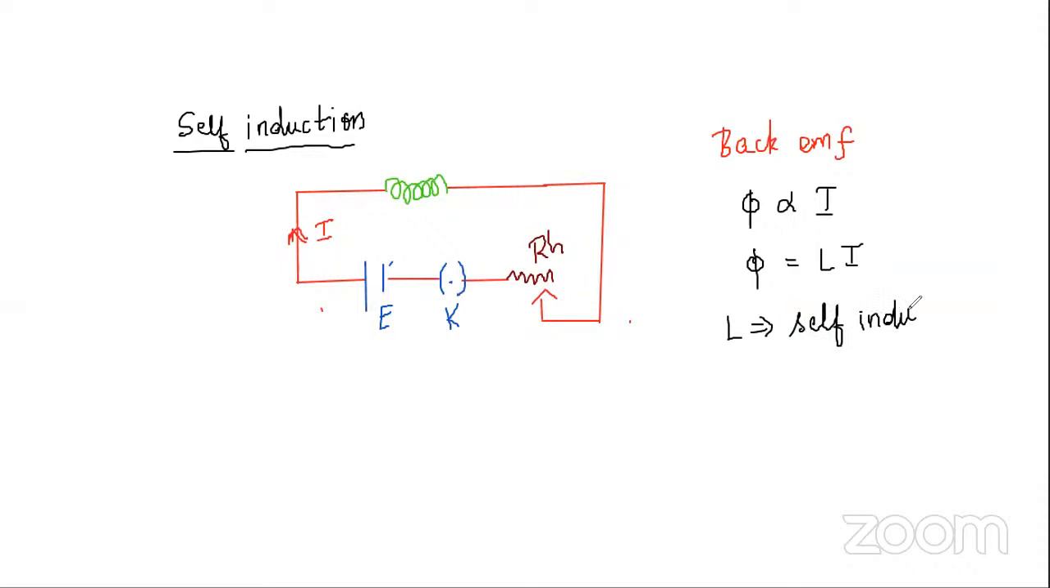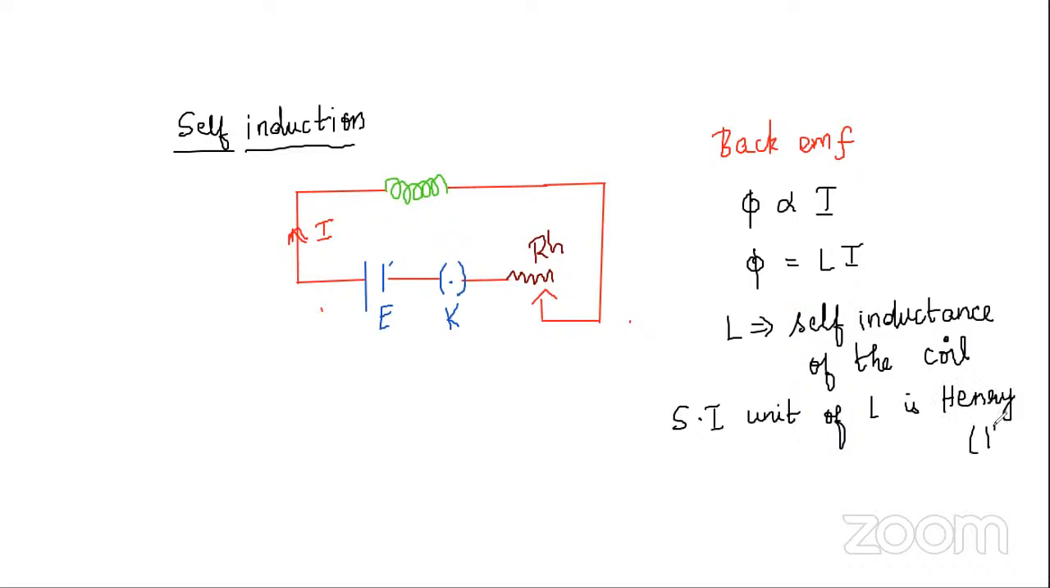That constant is L. L is called the self-inductance of the coil. Self-inductance means the ability to generate a back EMF. L is the self-inductance of the coil, and the SI unit of L is Henry, represented by the capital letter H. L is a constant for a coil.